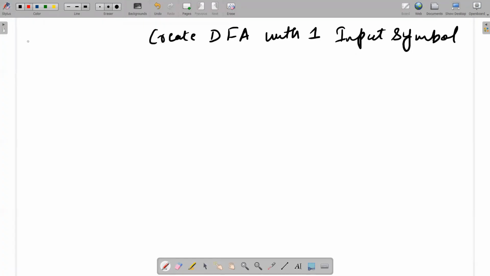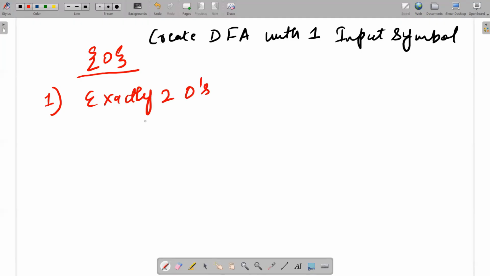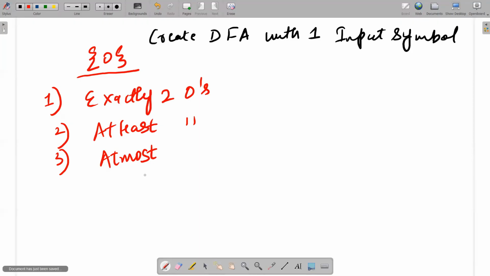So there are basic questions that can be asked, like create a DFA with one input symbol, and that one input symbol we have taken as 0. So create a DFA that contains exactly 2 zeros. The second question can be formed like create a DFA that contains at least 2 zeros. The third question can be formed like create a DFA that basically contains at most 2 zeros. So we are dealing with only one input symbol, that means zeros.